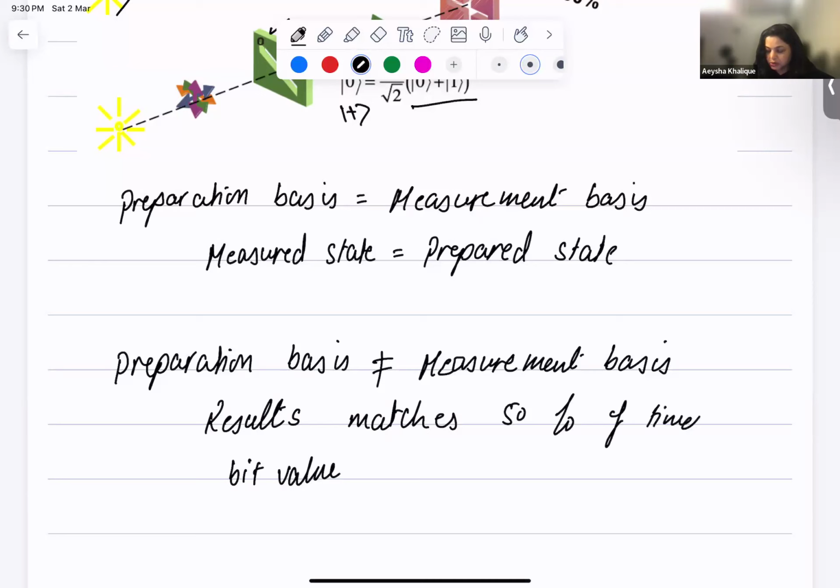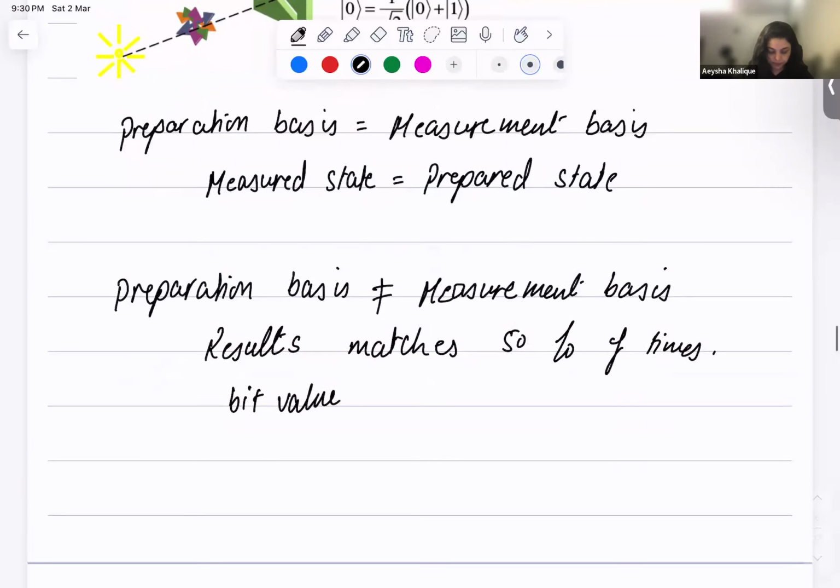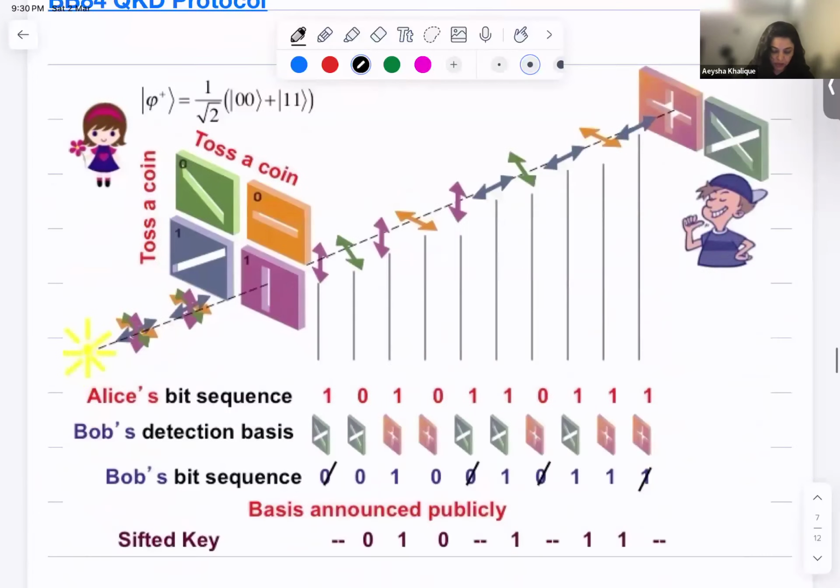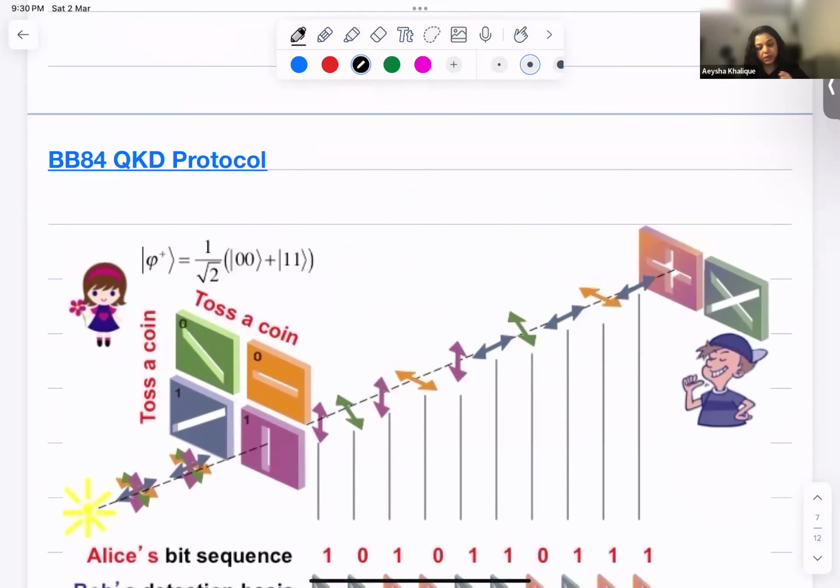Okay, so this is what we know if we use 2 sets of quantum states which are non-orthogonal to one another. This is the principle on which the BB84 quantum key distribution protocol works.